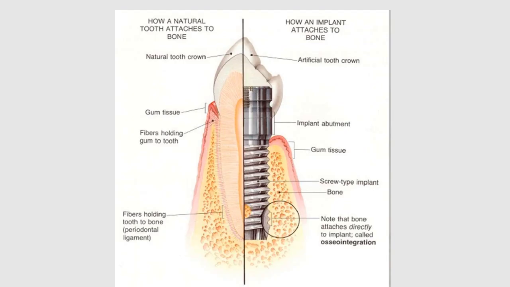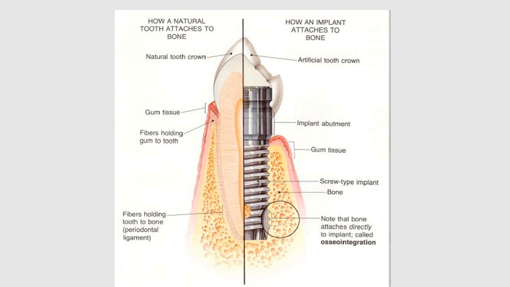Now, for comparison purposes, let's look at how a natural tooth attaches to bone and how an implant attaches to bone. As you are all familiar with the anatomy of a tooth and its supporting structures, you know that a tooth is basically held or supported within the alveolar socket by means of fibers, periodontal fibers, that hold the tooth to the bone or the gum to the tooth.